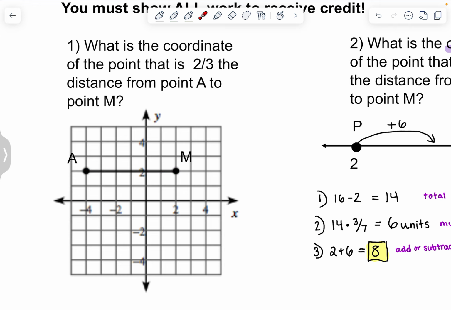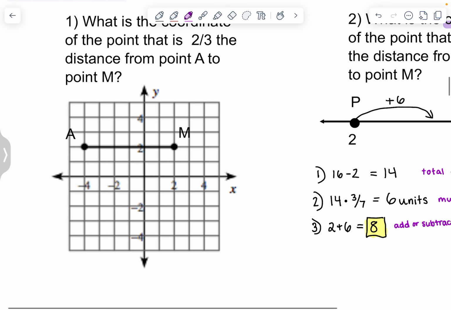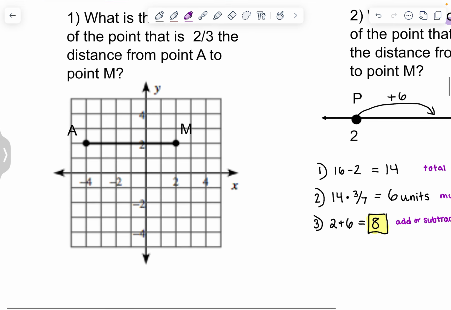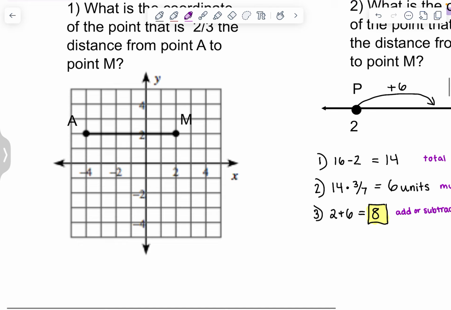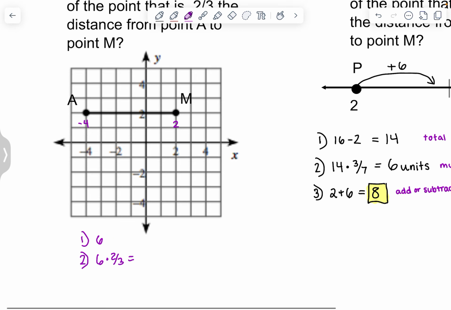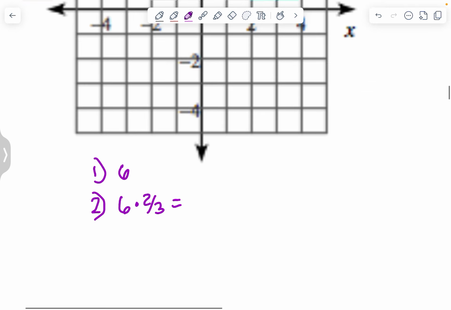All right, let's try it out. I'm sure you want to try it on your own, but you know, I'm not there to give you a sticker, so we're just going to do it all together. So, A is at the coordinate -4, and M is at the coordinate 2. So our total distance is 6. And so step 2, we multiply 6 times our fraction, 2/3. Now, I do know what that is without a calculator. I do know some math. 6 times 2/3 is 4 units.